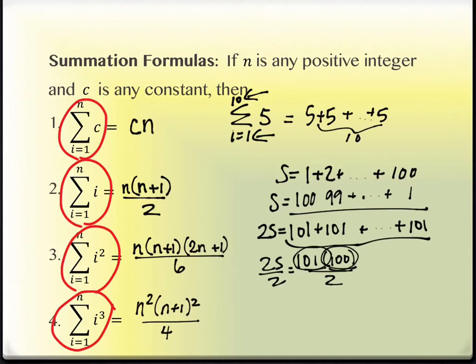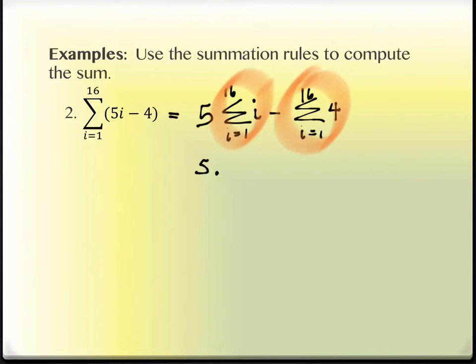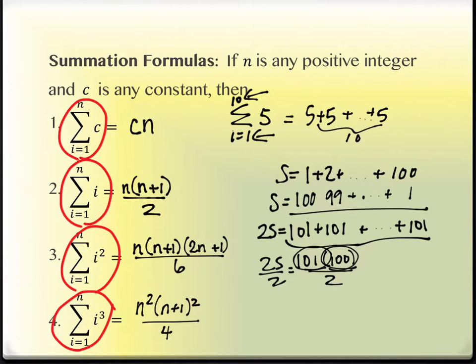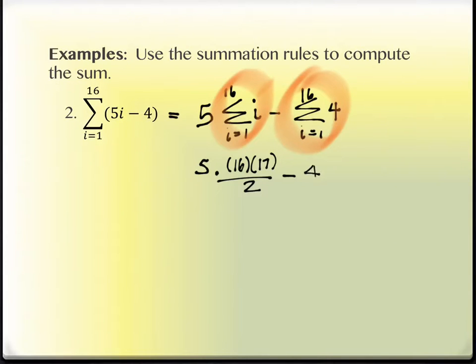So the 5 stays in front. The i one says that I'm supposed to do n, which is 16, times n plus 1, which would be 17, divided by 2. And I'm going to subtract. The second one that's circled is actually the first property here. It's a constant. It's the number 4. So I've got 4 times n, which is 16. You do not have to find 16 individual things. I use some arithmetic to do so instead with simpler pieces. So we multiply 5 times 16 times 17 divided by 2, and 4 times 16.